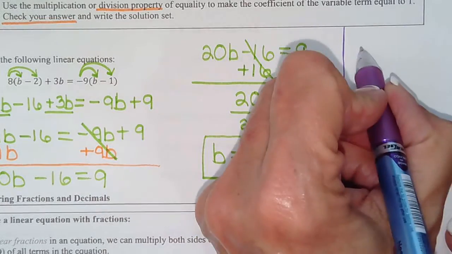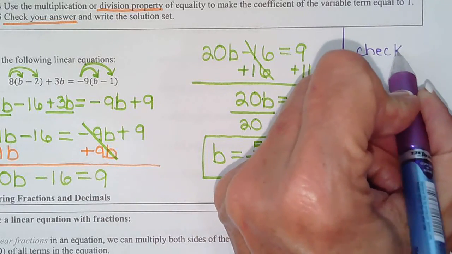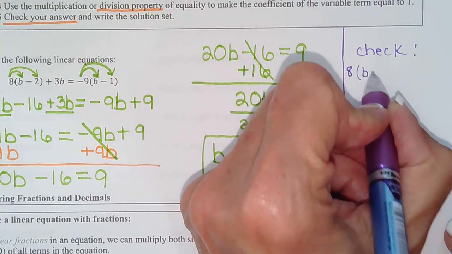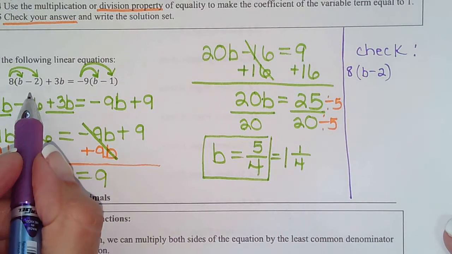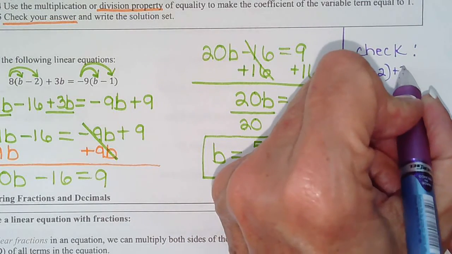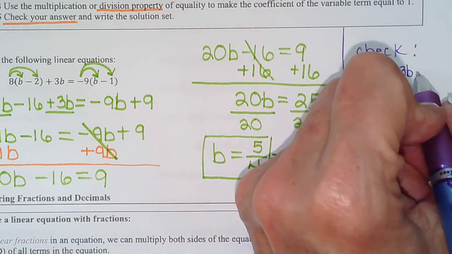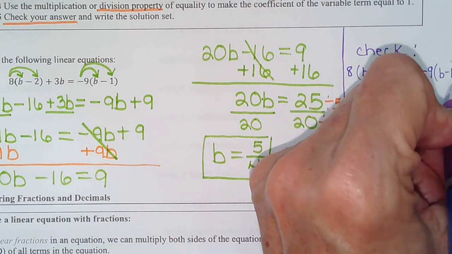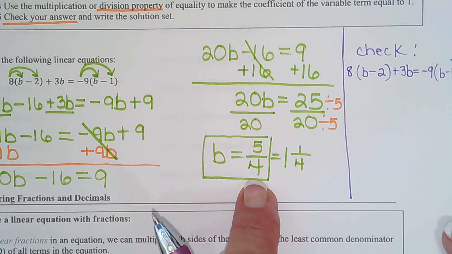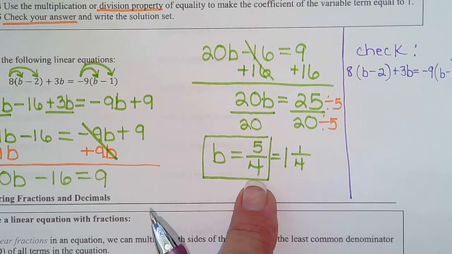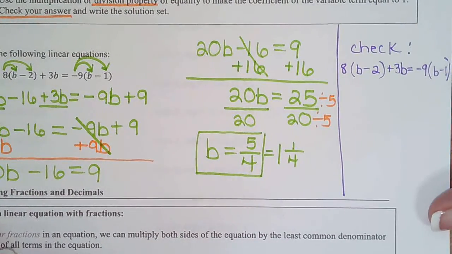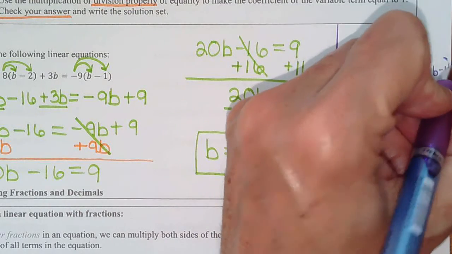So to do a proper check, you take your original problem, 8 times b minus 2 plus 3b equals negative 9 times b minus 1. And you rewrite it with that fraction in, and you're probably like, oh my gosh, that's going to be ugly. Doesn't matter. Guess what? You're doing it all on the calculator, so you could care less how ugly it is. So the calculator is going to do all the hard work.